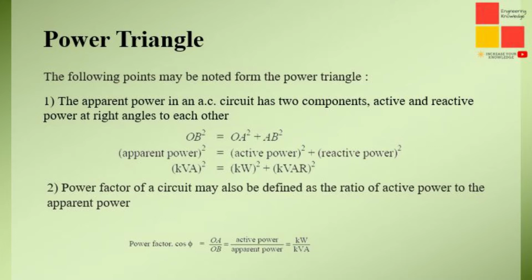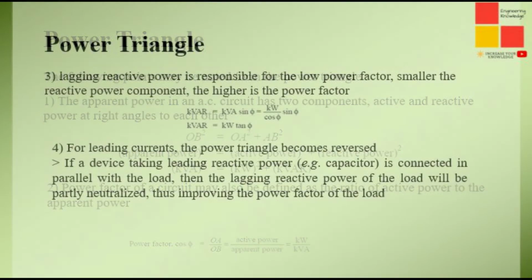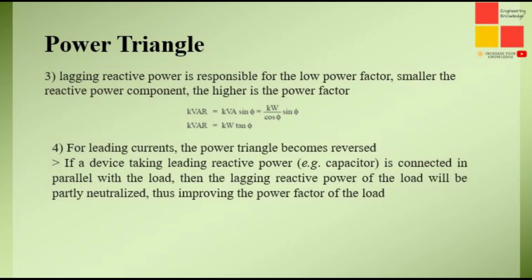Number 1: the apparent power in an AC circuit has two components, active and reactive power, at right angles to each other. Apparent power squared is equal to the square of active power plus the square of reactive power. Number 2: power factor of a circuit may also be defined as the ratio of active power to apparent power. Number 3: the lagging reactive power is responsible for the low power factor. The smaller the reactive power component, the higher the power factor.